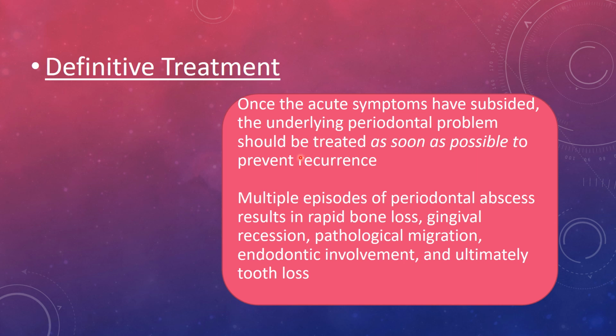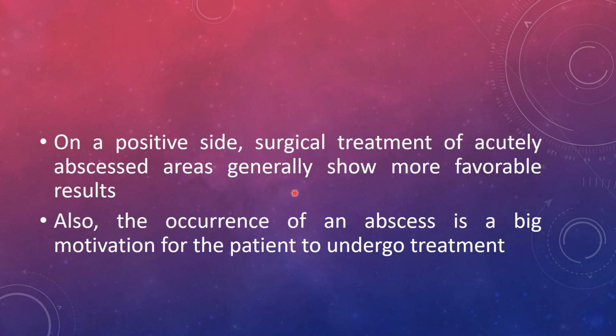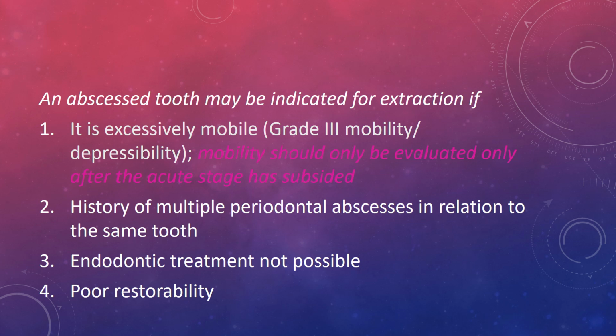Otherwise, if the underlying periodontal problem is not treated, the periodontal abscess can occur again. Multiple episodes of periodontal abscess result in rapid bone loss, gingival recession, pathologic migration, endodontic involvement, and ultimately tooth loss. On a positive side, surgical treatment of acutely abscessed areas generally shows more favorable results. Also, the occurrence of an abscess is a big motivation for the patient to undergo treatment.